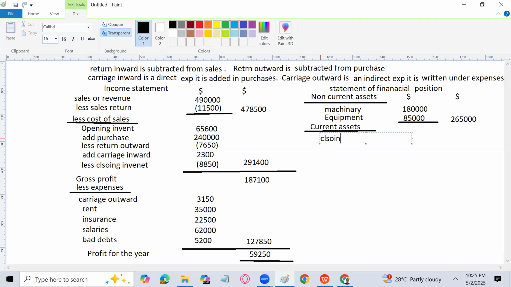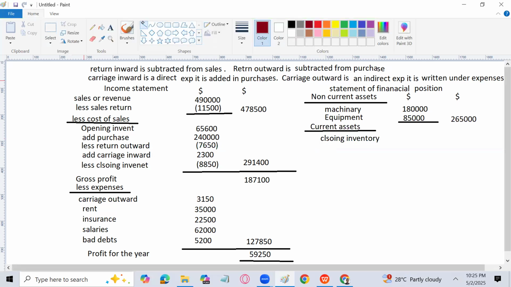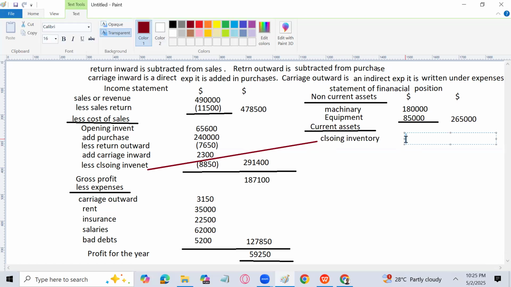For current assets, which can be converted into cash, the first one is closing inventory. Remember that closing inventory is going to have two effects. It is subtracted from cost of sales, like here, and it will also come under the current assets section. It will be subtracted in the income statement from cost of sales, and it will also come under the heading of current assets because closing inventory is a current asset. Why, sir? Because we are going to utilize this closing inventory in the next year because it is available.